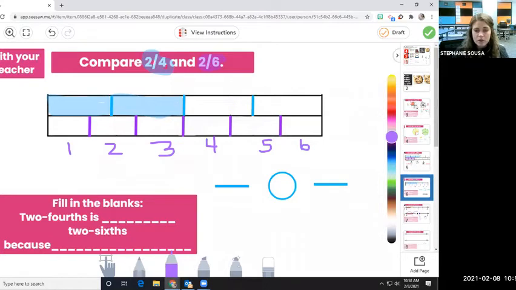Awesome. Looking at your screens, I'll give you a moment to get caught up. Thank you to my friends who started redoing this now that they've seen my model. Very good.